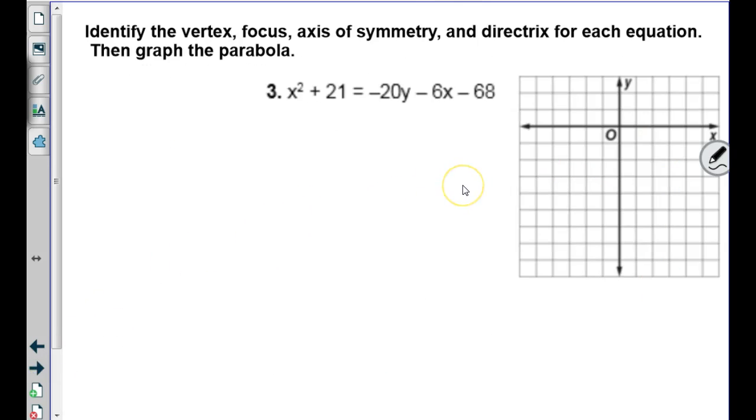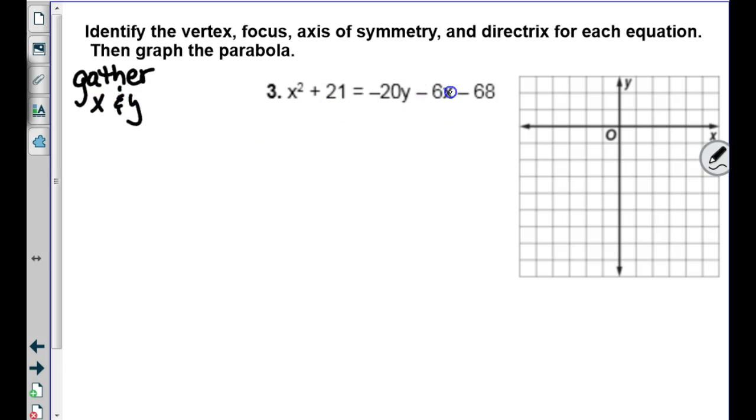We have another one to just graph, but this one is definitely not looking completed-the-square ready, right? Anybody remember what we always do when we complete the square? The first step is always to gather the x's and the y's. Yep.